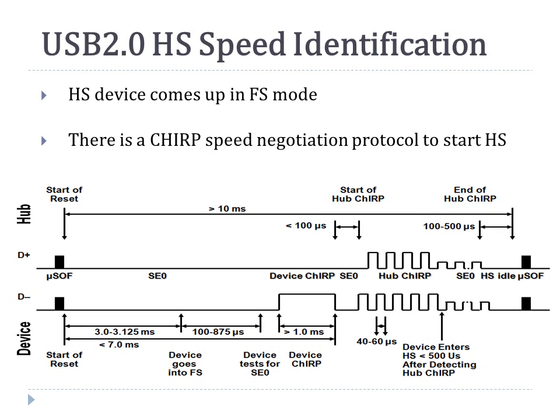For high speed, it's a little more complicated how the speed recognition is done. All the high speed devices come up in full speed mode in the beginning, and then they go through a chirp speed negotiation protocol. So here you see the D plus and D minus. This is the device side and this is the host side.